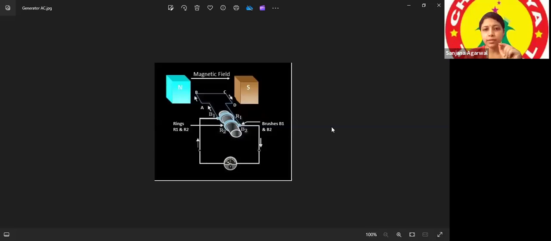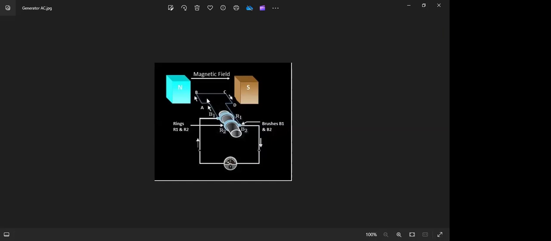Slip rings mean the two ends of the coil are fixed to two different complete circular parts. That is slip. Along with end A, the complete ring R1 would be moving all the time, and with end B, the complete ring R2 will be moving. So there will be no twisting, and the complete current will pass through the electrical circuit. Both rings move in the same direction, and one end of the coil is connected to R2 and the other end to R1.